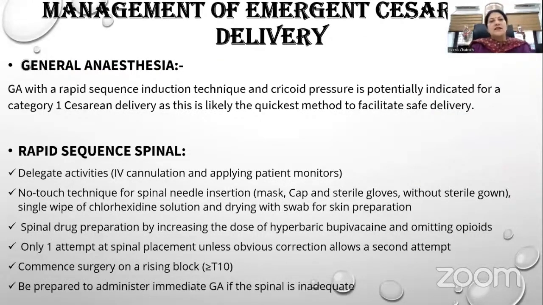Management of the emergency cesarean, like category 1 cesarean delivery. In this, general anesthesia with rapid sequence induction technique and cricoid pressure is potentially the useful technique in category 1 cesarean delivery, as this is likely the quickest method to facilitate safe delivery of the baby. Then I want to mention the technique of rapid sequence spinal.